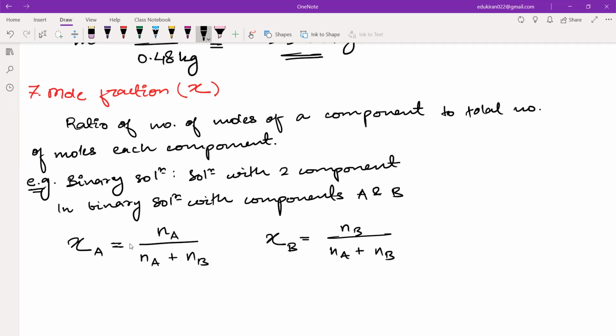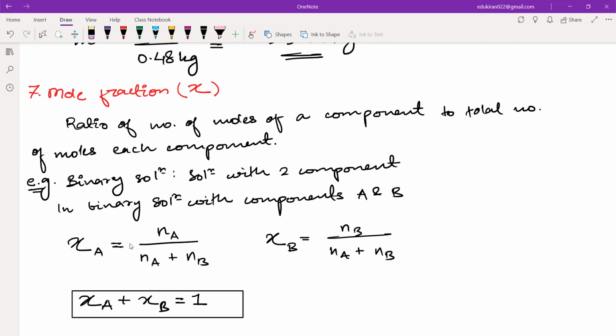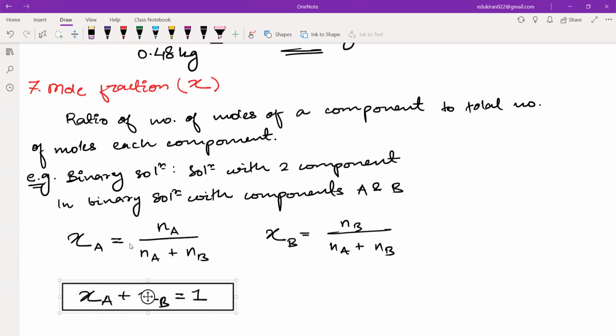Okay, and also one thing is very important, that is chi A plus chi B. This is only for a binary solution, and it will be equal to 1. I hope you remember this expression from class 11. Yes or no? Please tell me. Yes. Chi A plus chi B is equal to 1. Okay. Just write about mole fraction.